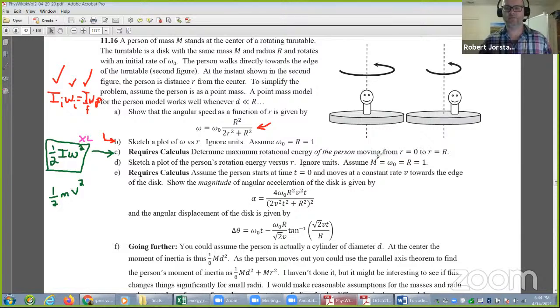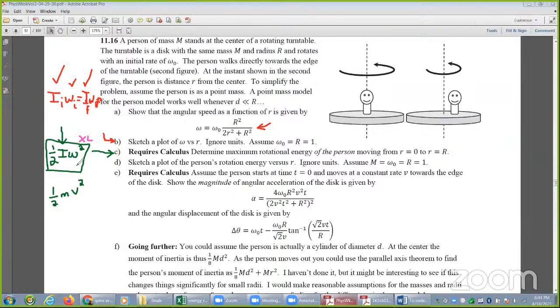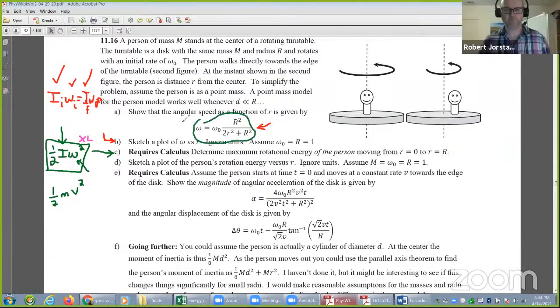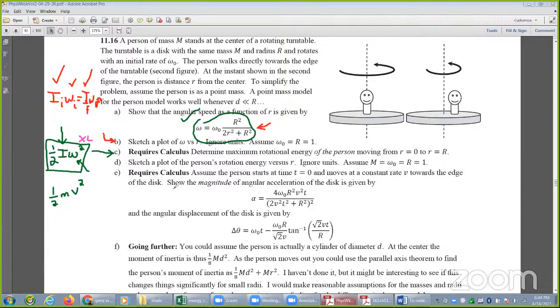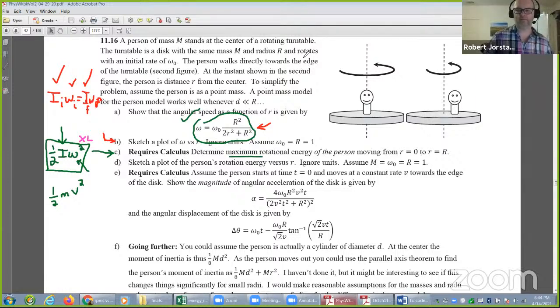What are some different ways to figure out that maximum value? Oh, let me ask you, do we know what I is? Yes. Do we know what omega is? Yeah, right there, right? So how could I figure out its maximum value?